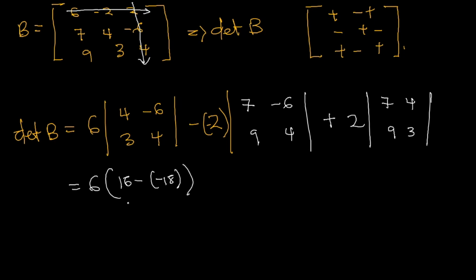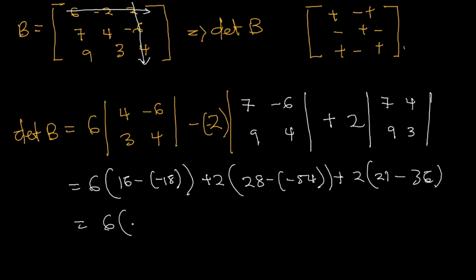Then I close this bracket. Then this negative 2 becomes plus 2. Then I have into bracket 7 multiplied by 4 will give me 28. Then minus into bracket 9 multiplied by negative 6 will give me negative 54. Then plus, and I have the 2 over here. 7 multiplied by 3 will give me 21. Minus 9 multiplied by 4 will give me 36.